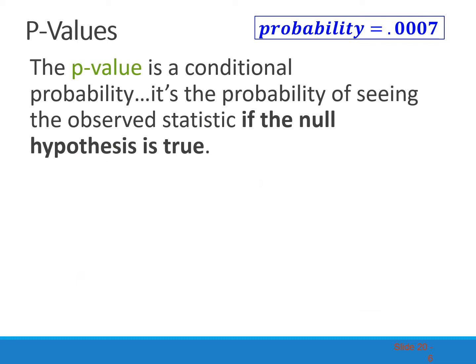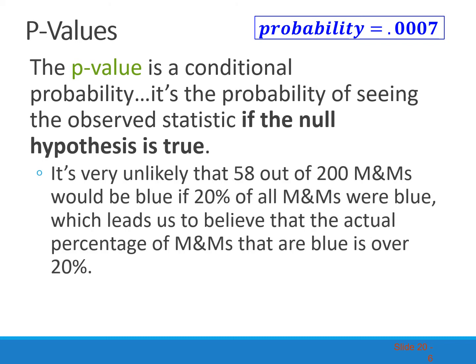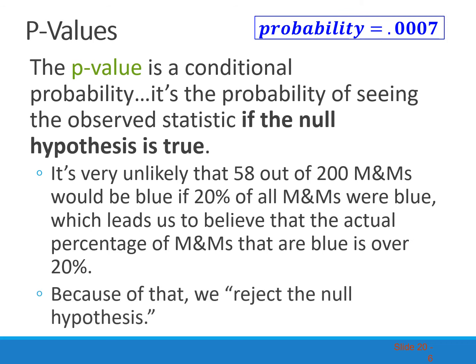Now this probability that we just found, this 0.0007, is called a p-value. And the p-value is a conditional probability. It's the probability of seeing the observed statistic, meaning the 58 out of 200 M&Ms, if the null hypothesis is true and the actual proportion of blue M&Ms is 20%. It's really unlikely that 58 out of 200 M&Ms would be blue if only 20% of all M&Ms were blue. That leads us to believe that the actual percentage of M&Ms that are blue is more than 20%. Because of that, we're going to reject the null hypothesis.